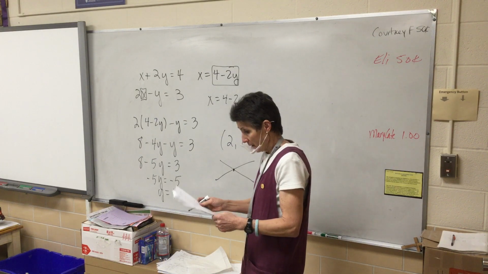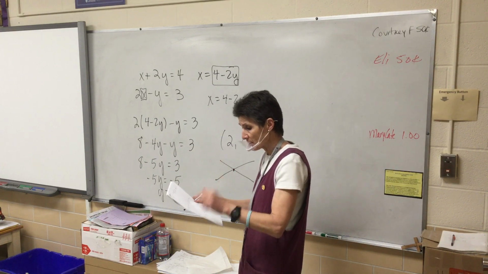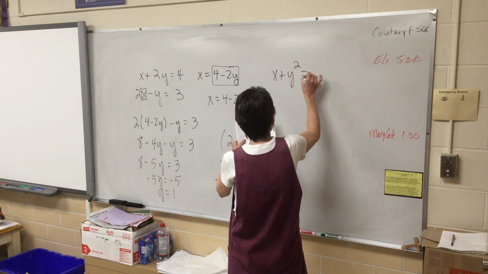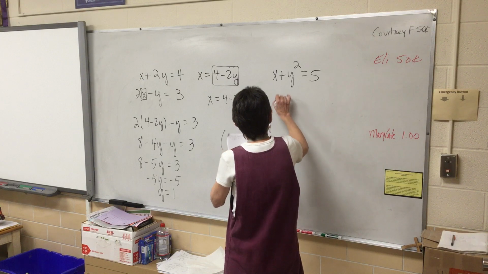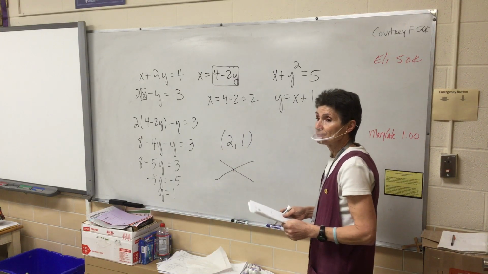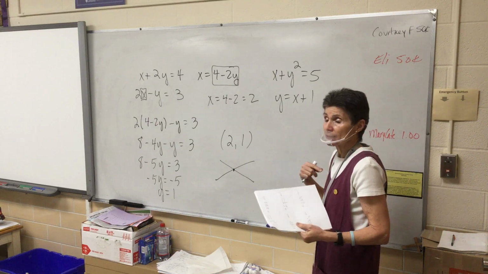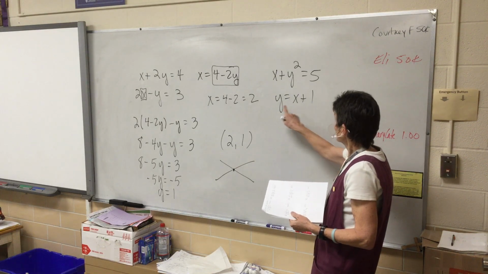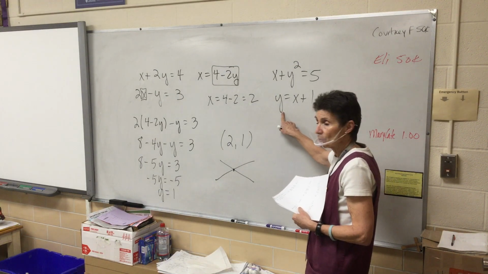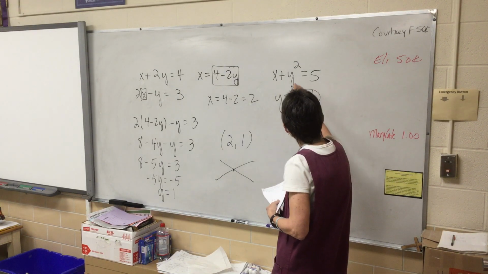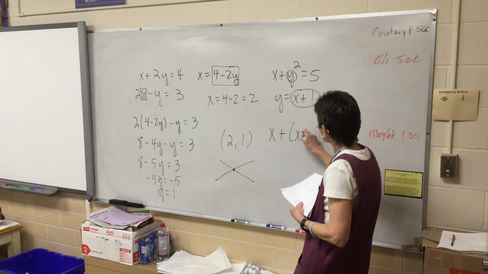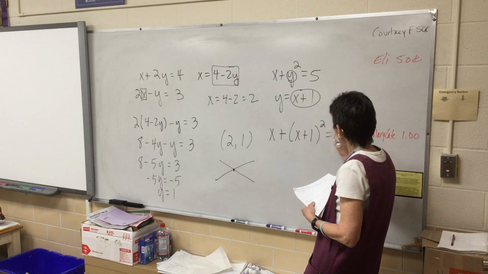Okay? All right, so the next substitution, I'm doing only the substitutions. The next one is x plus y squared equals 5, and y equals x plus 1. Now, in this particular problem, you already have a letter by itself, right? So you don't have to do anything. You're just going to take that and plug it in right there. So we have x plus 1 squared equals 5.